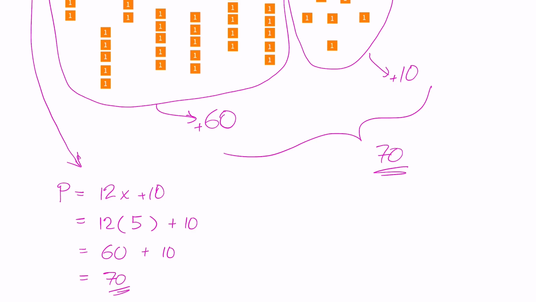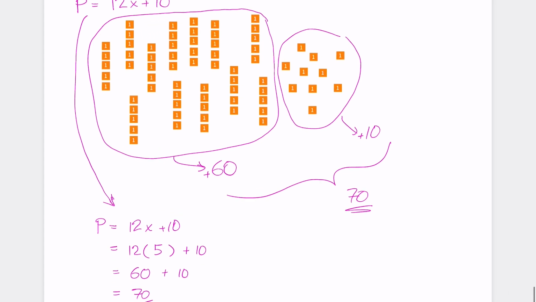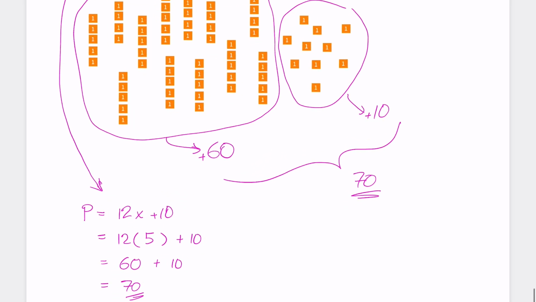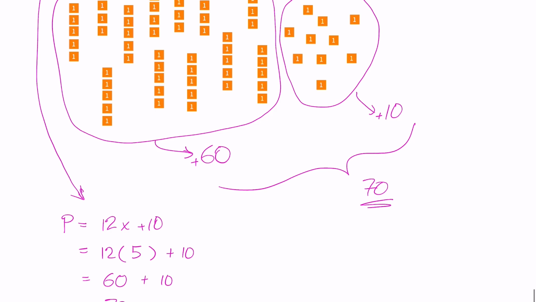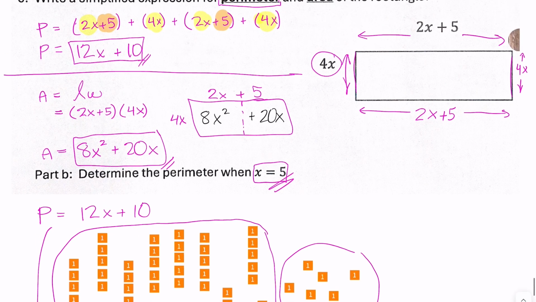So I wanted to show you the tiles to show you where that 60 comes from. So yeah, that is the answer to that question. The perimeter would be 70 when x is 5. So that's a good question to try as well. Anyways, that's the answer to number 6. We'll move on to the very last question, and then we should be good.